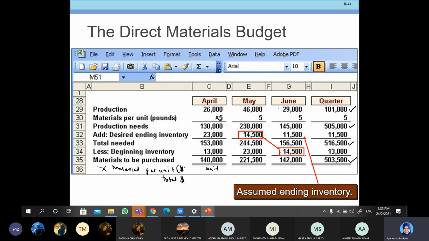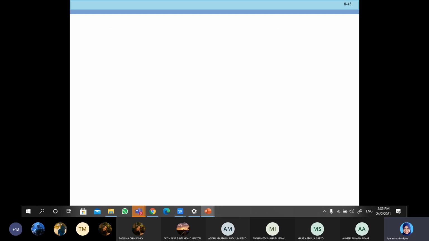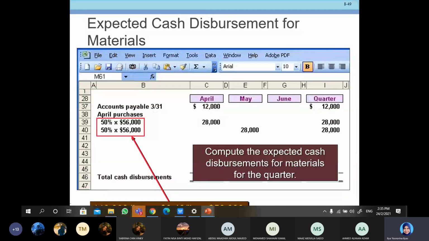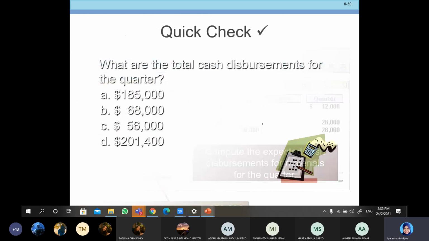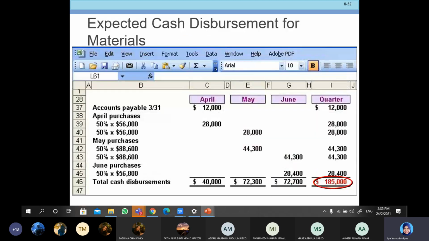So this one is in dollars. So times 0.4, times 0.4, times 0.4. So you will get the number here. This is 56,000. Is it 56,000? Yes, 56,000. For April purchase, half will be paid in April, another half will be paid in May. Done with April. Then how about May purchase? Half you pay in May, another half you will pay in June. What about June? Half you will pay in June.